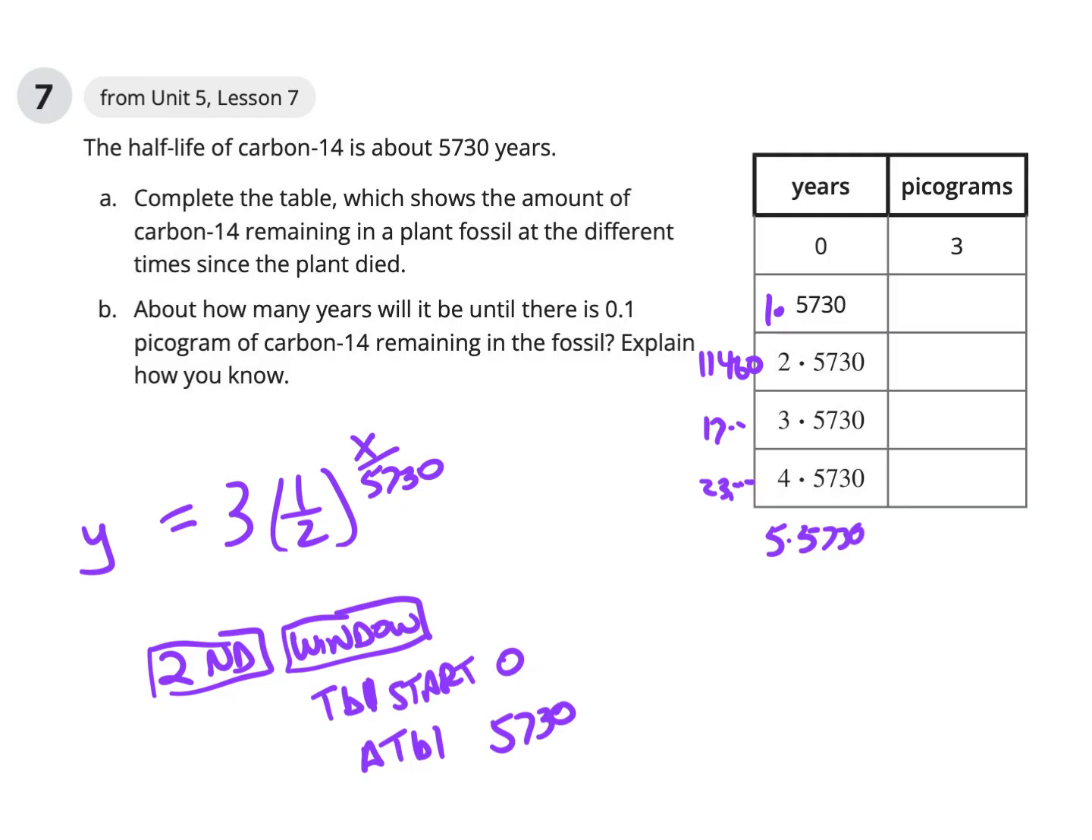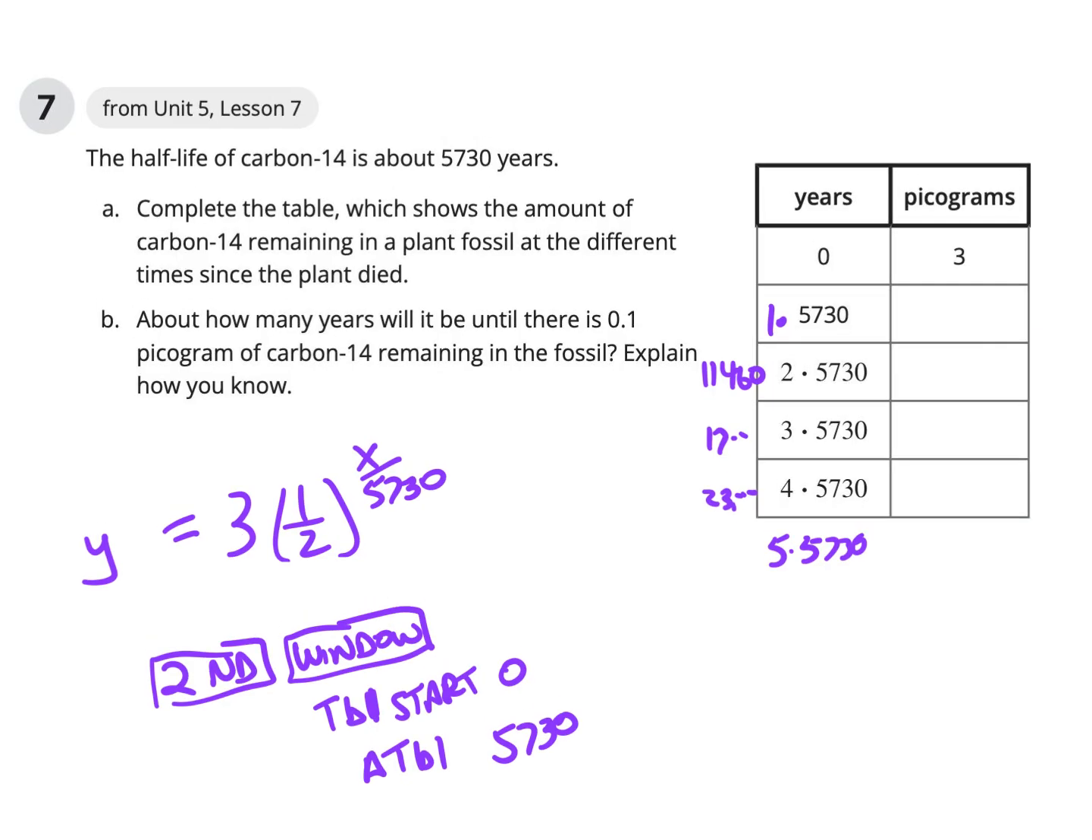So here we go. Now that I put it in the calculator, at 5730 we got 1.5. That's half is left. And then half of that is 0.75, and that's at 11,460. 17,190 is the next number, where we're at 0.375. 22,920 is the third number. So I said 23 something, but it was 22,920.